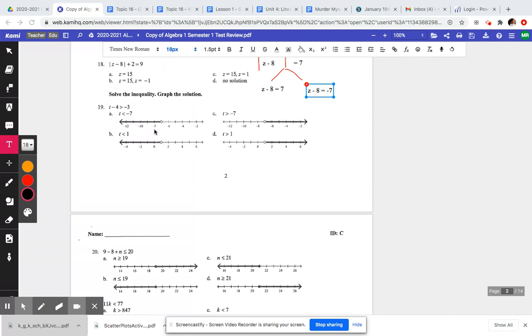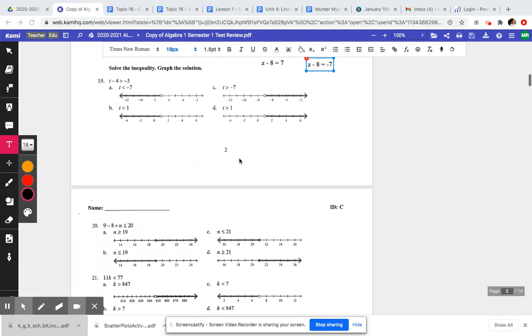Okay, so you're going to have +1. So you're going to have t is greater than 1. And because it's not greater than or equal to, it's going to be an open circle. And t is greater than 1. So everything larger than 1 is an option. So D would be a correct answer.